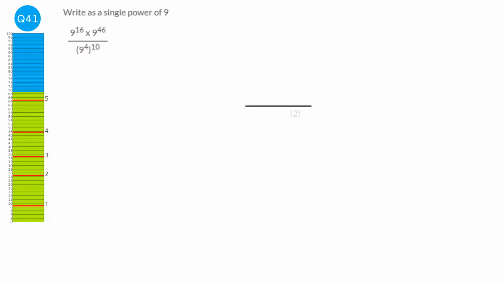We're going to start by looking at the numerator and the denominator separately. So looking at the numerator first, we've got 9 to the power of 16 times 9 to the power of 46. Now, when you have two powers of the same base, so they're both 9, base 9, but base is the big number, then what you can do is you can add the indices. So we're going to do 16 plus 46, which is 62, so it's 9 to the power of 62.